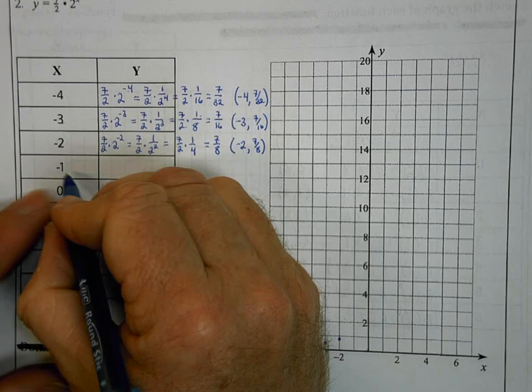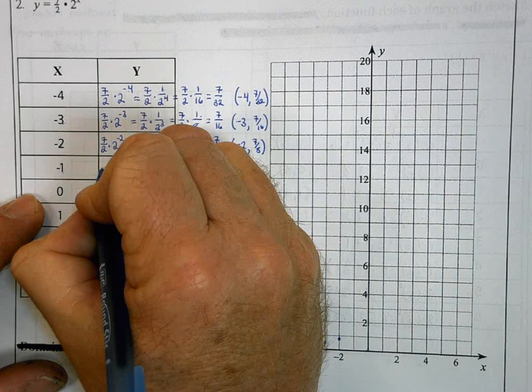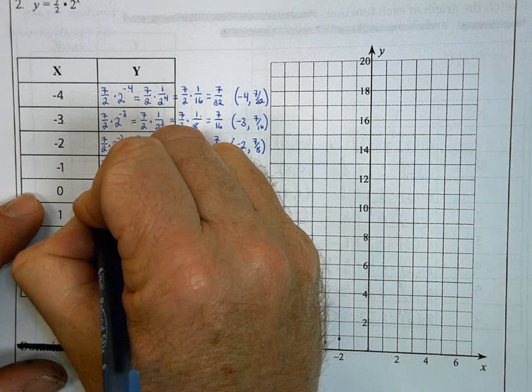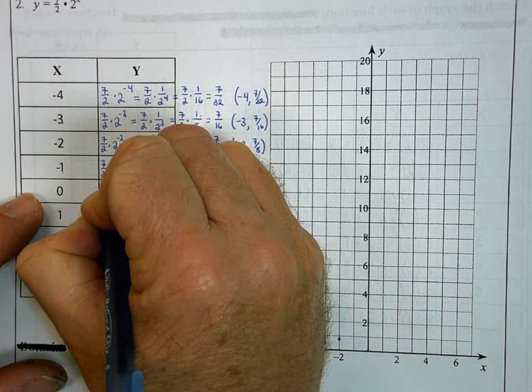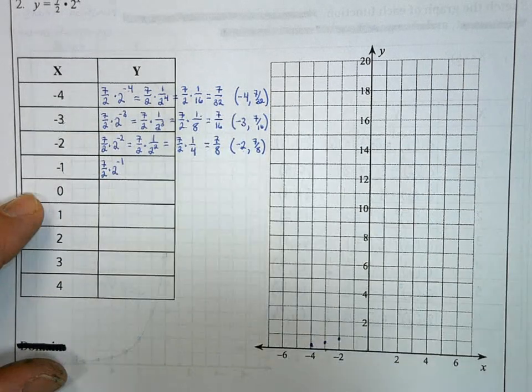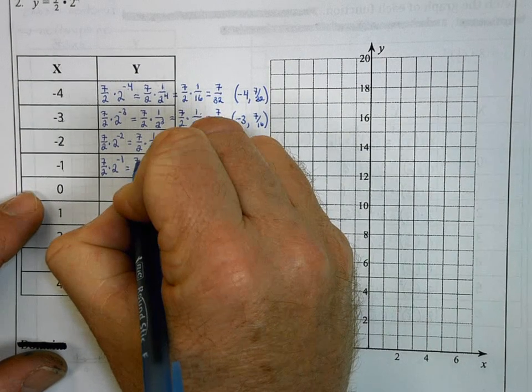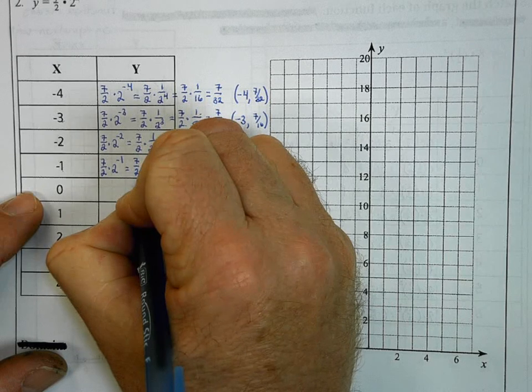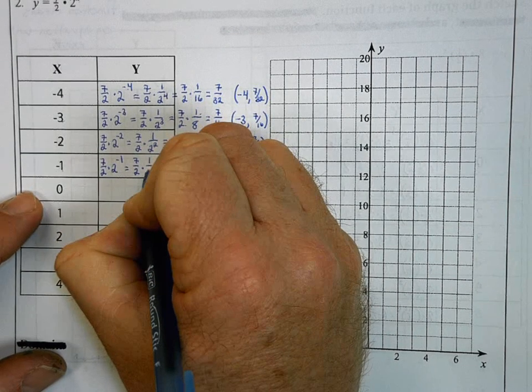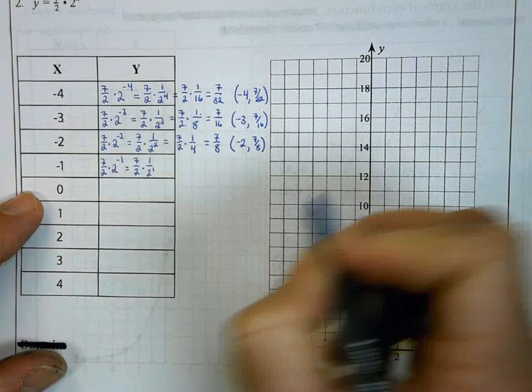Okay? Now I'm going to substitute negative 1 into my expression. 7 over 2 times 2 to the negative 1 power is now my expression. Rewriting this so I have no negative exponents, I get 7 over 2 times 1 over 2 to the 1st power.